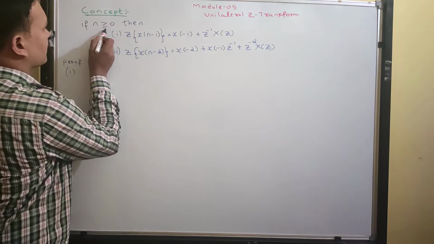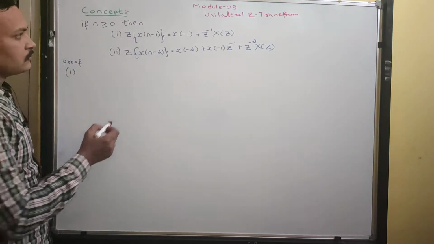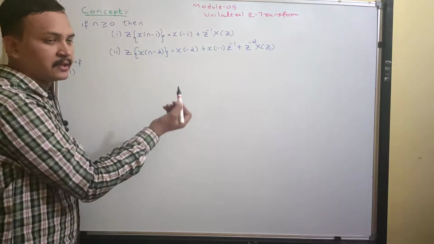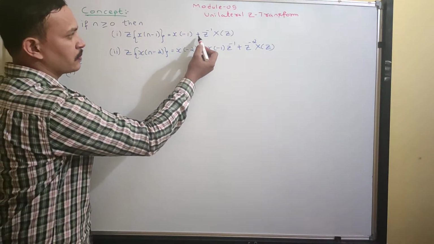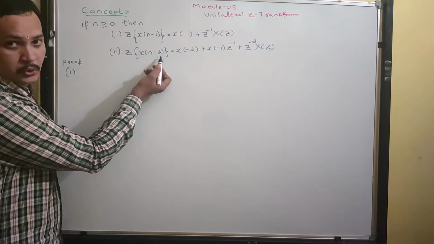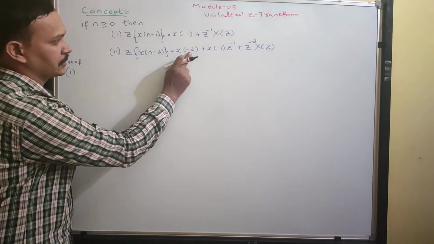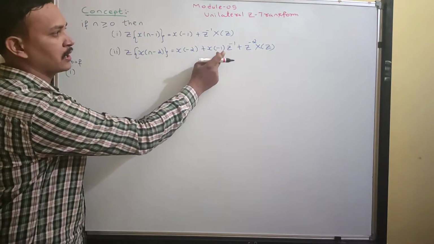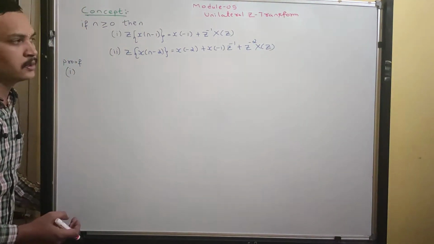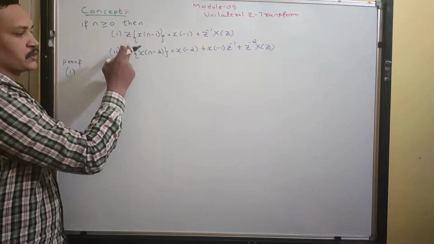If n is greater than or equal to 0, then if I take the Z transform of x of n minus 1, that can be written as x of minus 1 plus z inverse X of z. Similarly, x of n minus 2 is written as x of minus 2, plus x of minus 1 multiplied by z inverse, plus z power minus 2 X of z. I am going to prove this too.